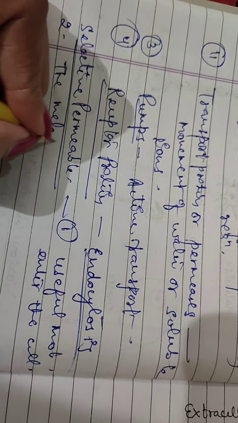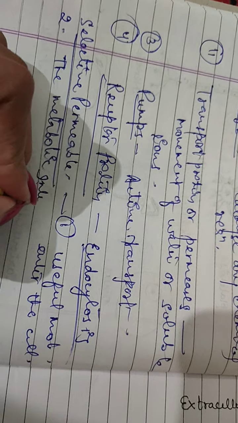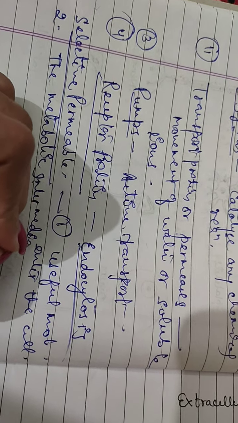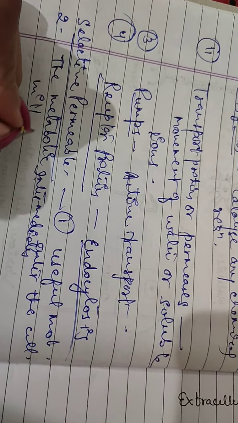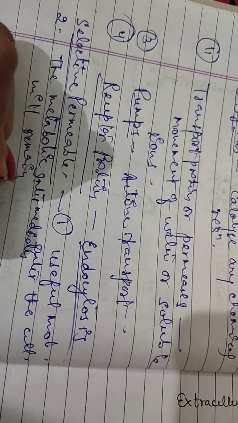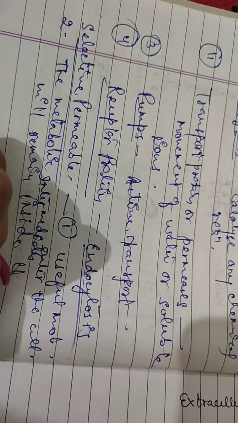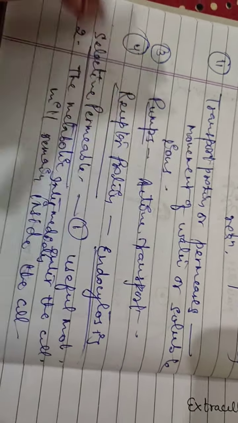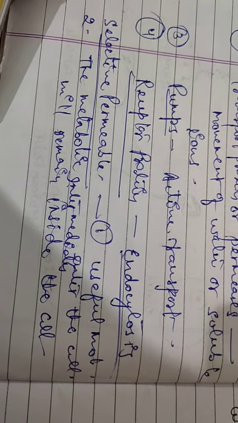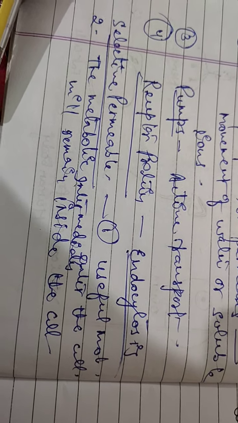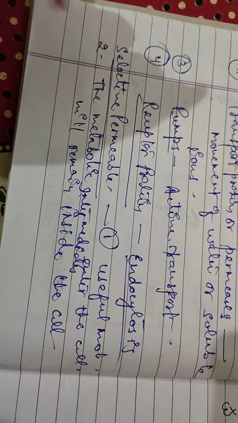The metabolic intermediates will remain inside the cell. Are you getting this point? It means the chemicals which can be utilized in other metabolic processes are not going out of the cell, they will remain in the cell.